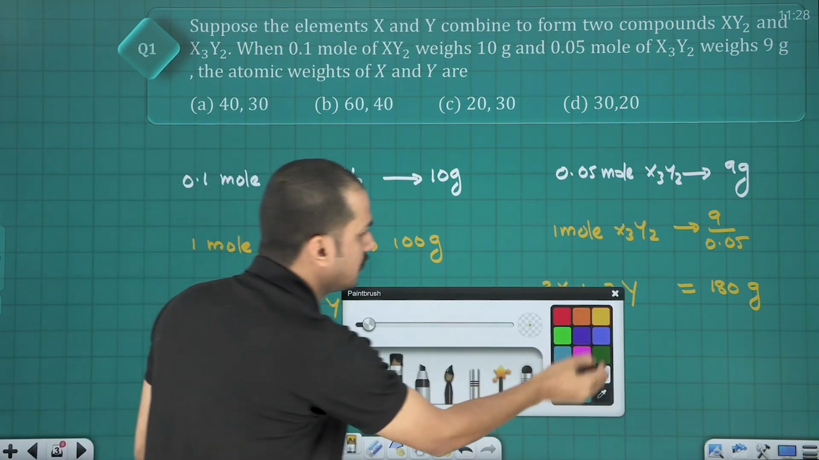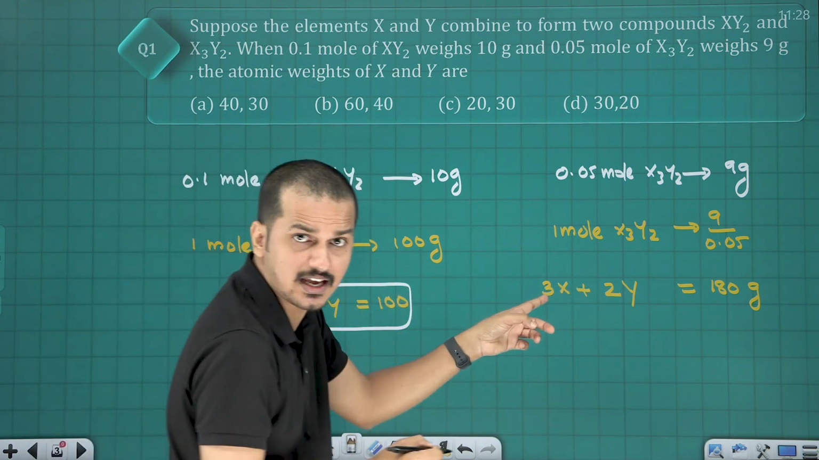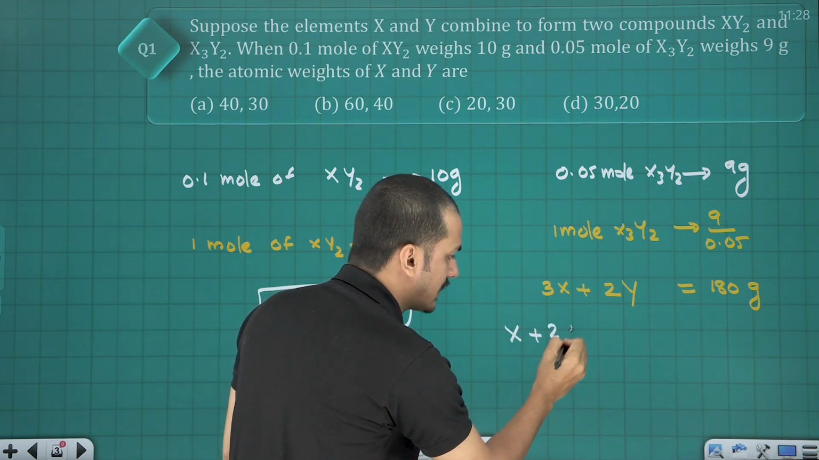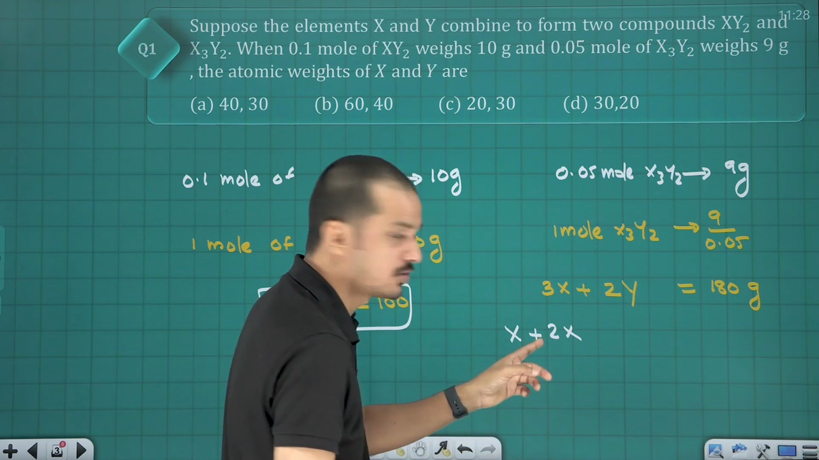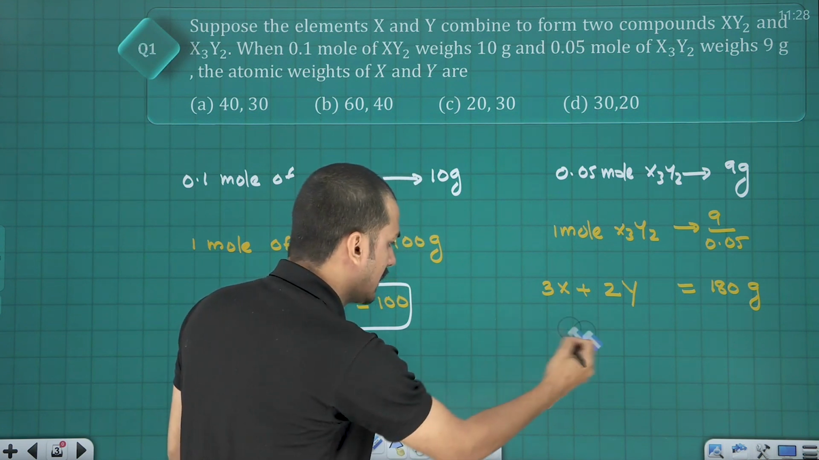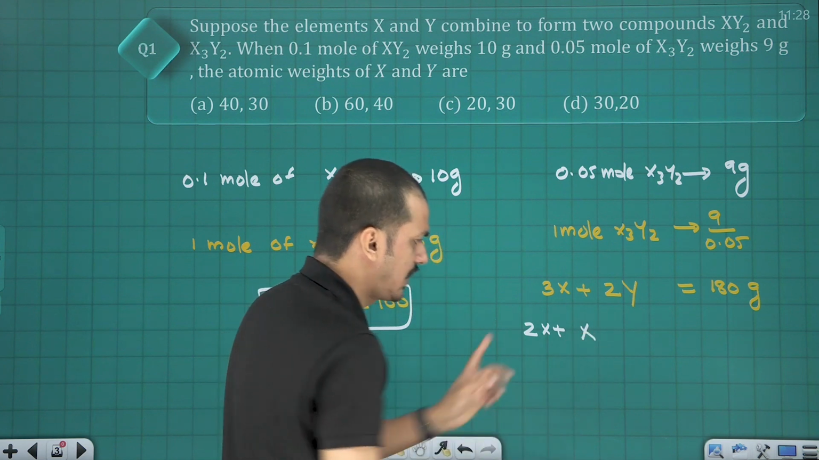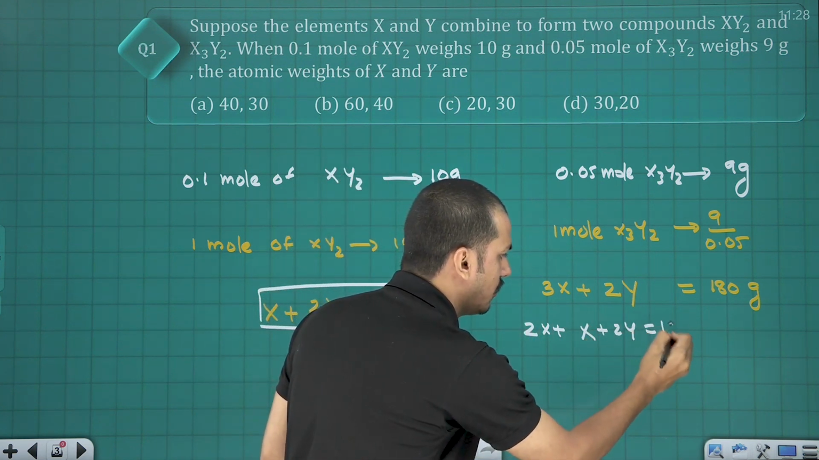So I am substituting, this x plus 2y equal to 100. Here I can write 3x as x plus 2x. You can understand, 2x plus x, like that I can write the 3x, and plus 2y, that is equal to 180.